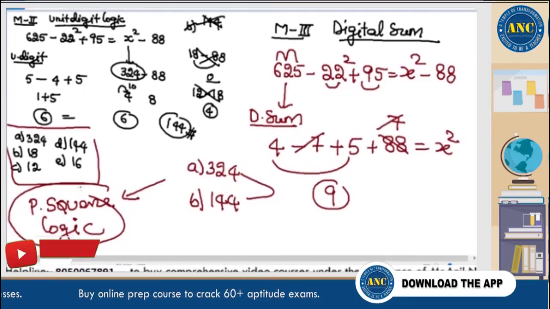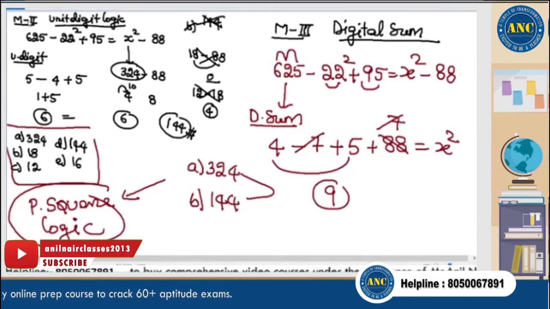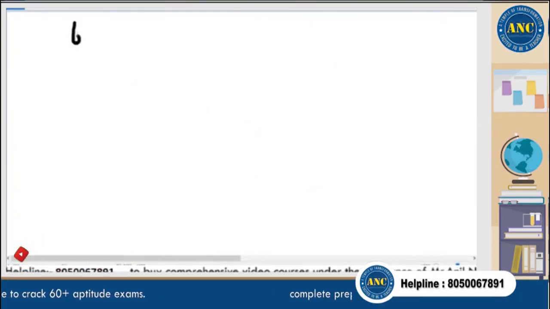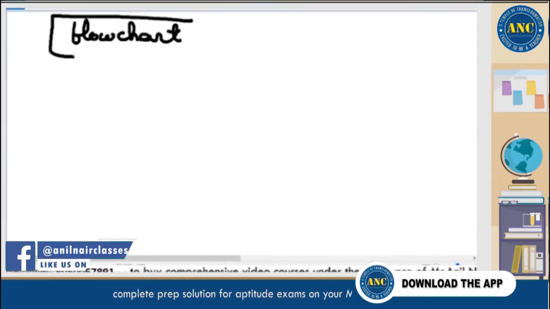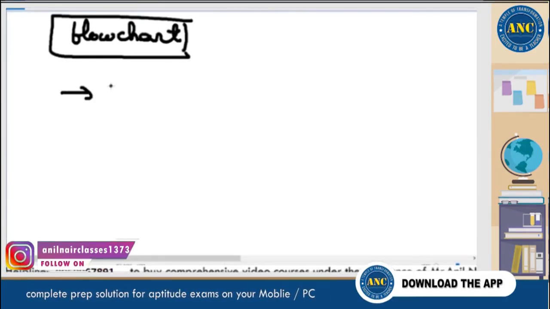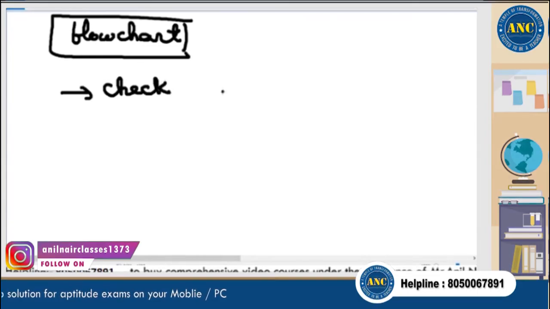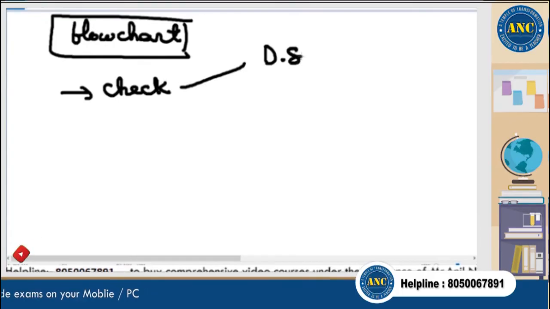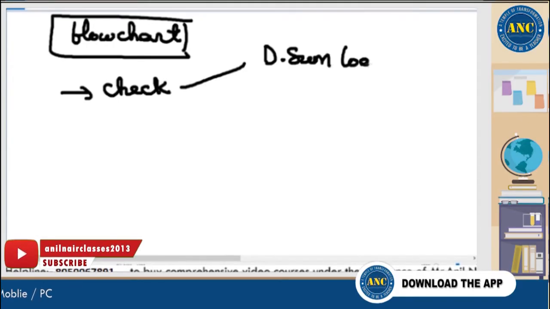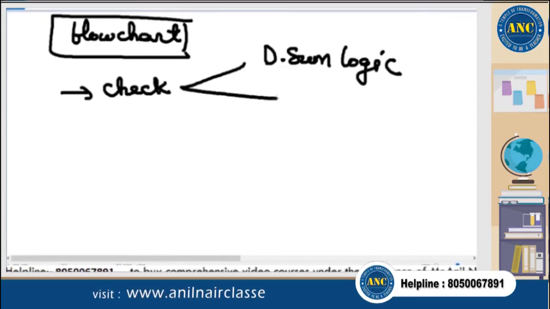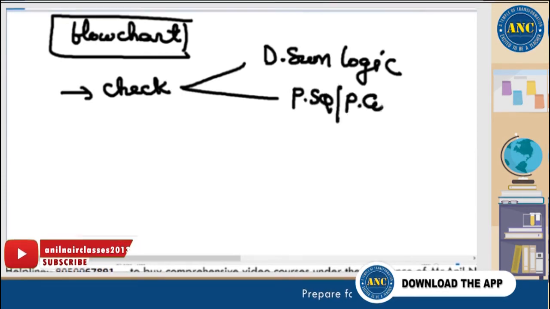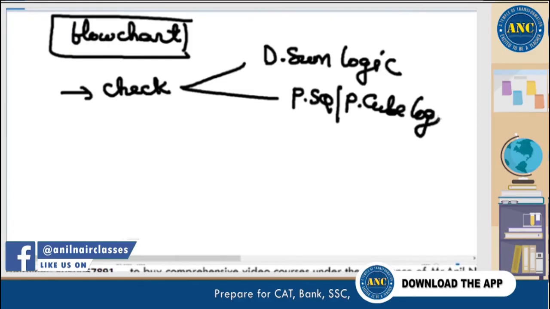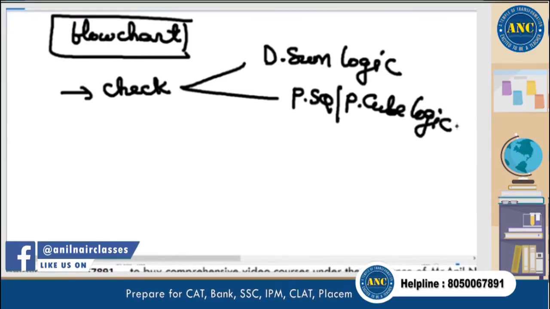Write down the third question. Remember this flow chart. If any teacher is teaching you simplification, please tell them this flow chart also. First I will check either the digital sum logic, or any of the perfect square or perfect cube logic. It depends upon the merit of the question, right?